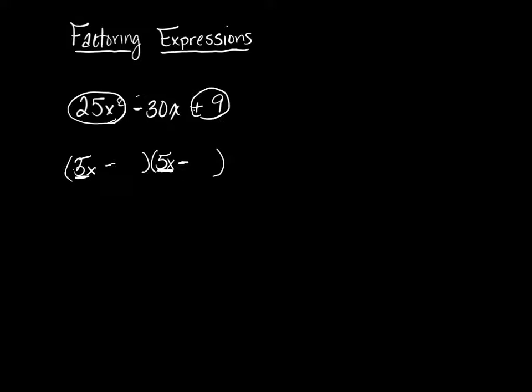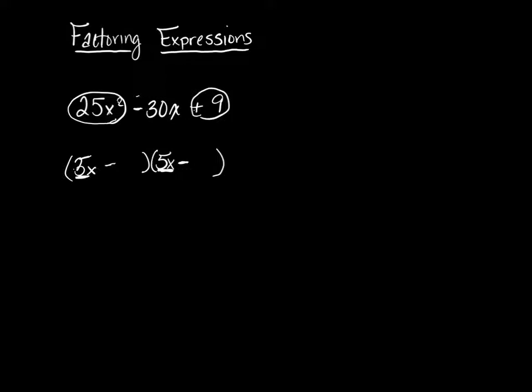Now, if your 9 was negative, one of these would need to be a negative and one of these would be a positive, and this 30 would not be a 30. So it's just this sign right here is the most important thing to tell you what goes here. If you see a positive here and a negative here, you're going to multiply 2 negatives together.